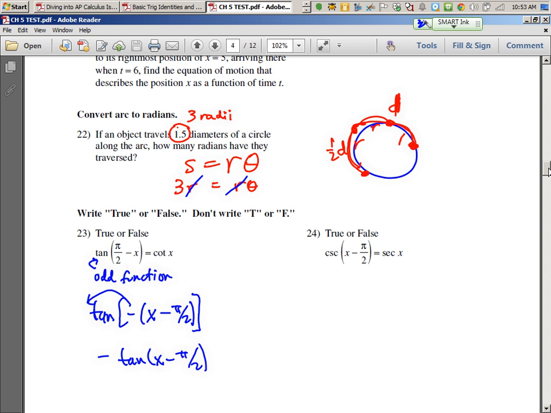See, the reason I do this is I now totally get this. I know exactly how to draw it. I'm going to take a tan graph, flip it upside down, and shift it to the right. So here's a tan graph. I'm going to flip it over, slide it over, and the graph looks like this.